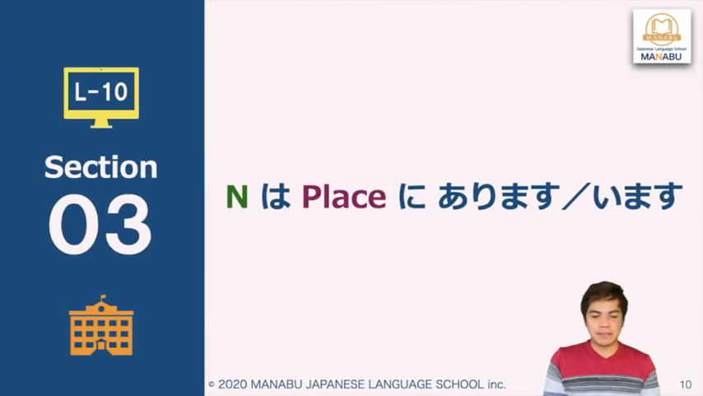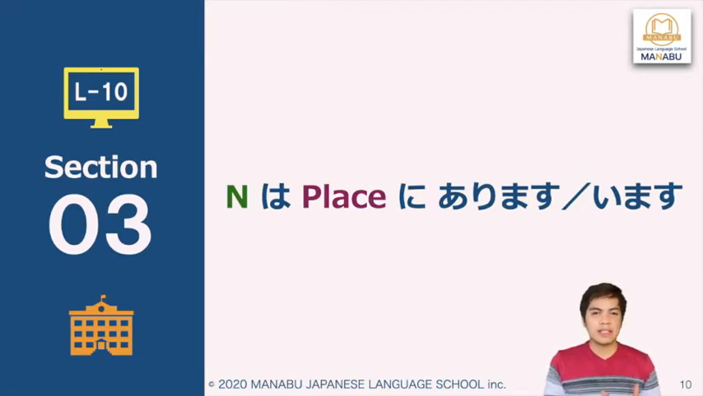Okay, our third grammar point, the noun wa place ni arimasu and noun wa place ni imasu. So on our second grammar point, we discussed what is present or who is present in a certain place.